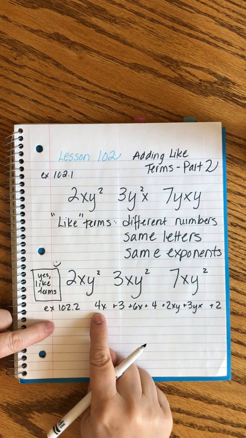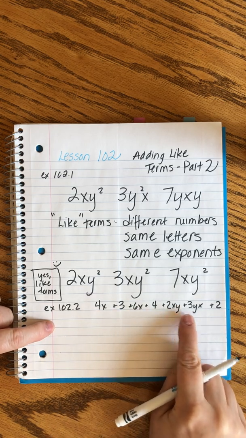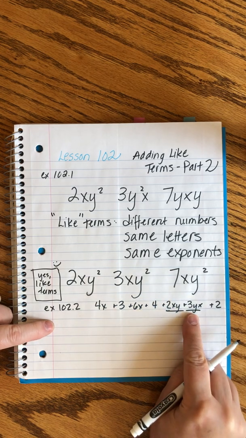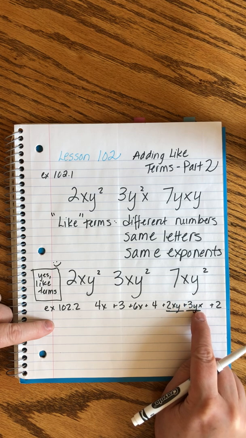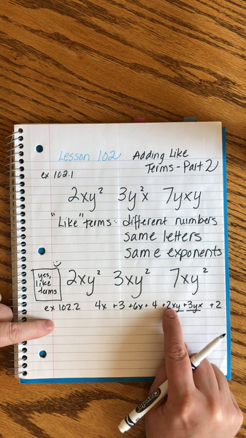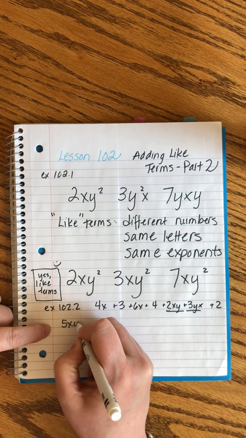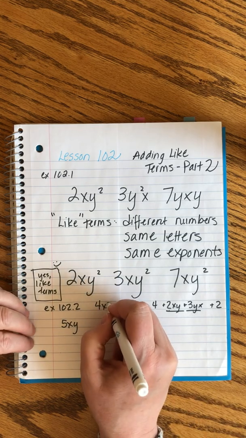I always start with the most complicated term first. So I look through these, I go, okay, I've got x, I've got a plain number. Here I've got an xy. I recognize these are the same. This one's just written in the opposite order, so I'm going to mentally flip that into alphabetical order. I'm going to recognize they match, and then I'm going to add the numbers. So it's 5xy.